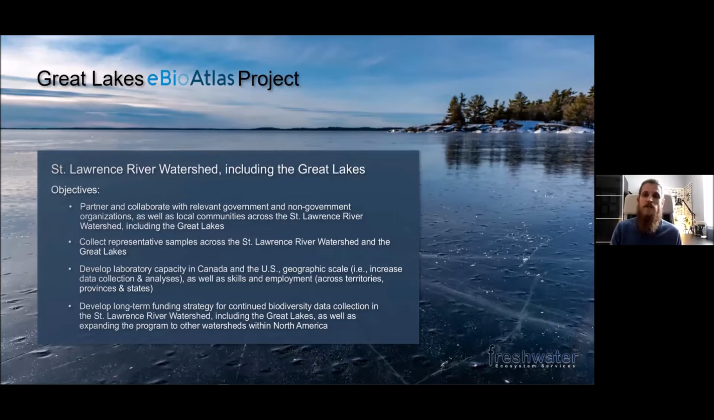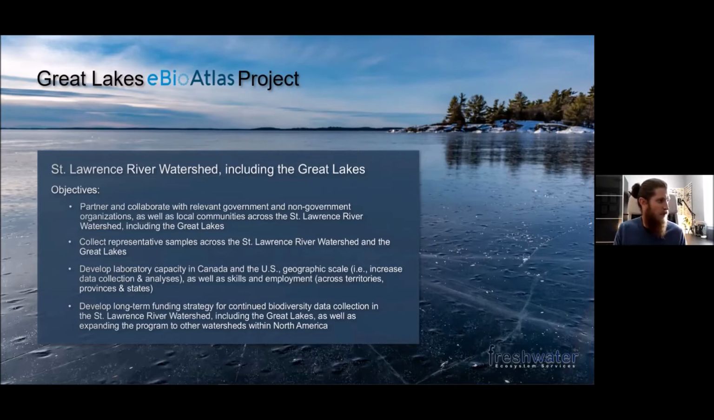There's also a validation study in this project, which will validate this according to local and domestic eDNA technologies. That's just to alleviate the scientific errors and to make sure that we're doing this correctly. The project also is looking at developing lab capacity within Canada and the US, obviously increasing geographic scale and the capacity to analyze the data, and then also looking at skills development and employment opportunities across territories, provinces, and states.